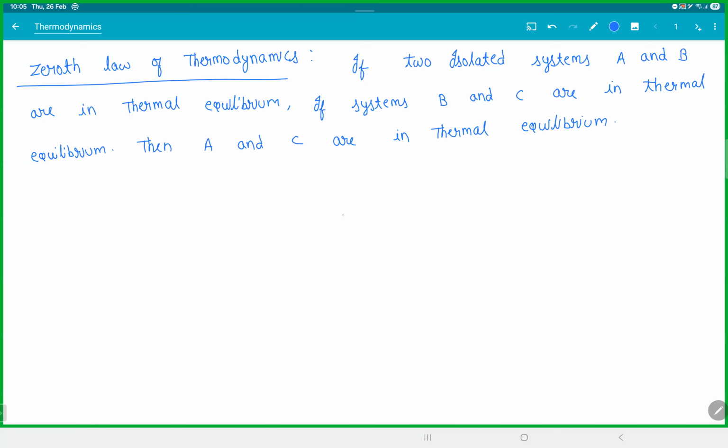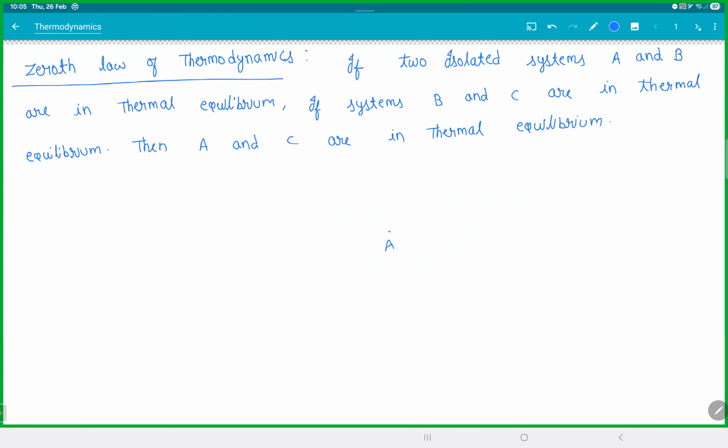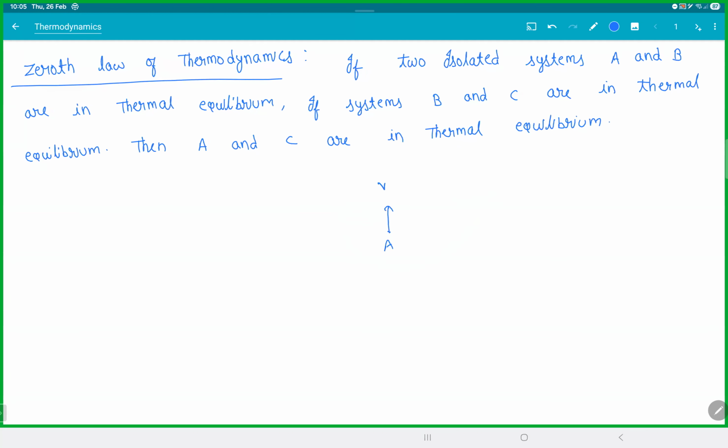I'll give you a crude example. Think of it like this: if A and B are friends and B and C are friends, is there any guarantee A and C are friends? Suppose A is going with velocity V, B is at rest, C is going with velocity V. A thinks B is moving, C thinks B is moving, but A thinks C is at rest. So this particular thing is not valid for velocities, isn't it?